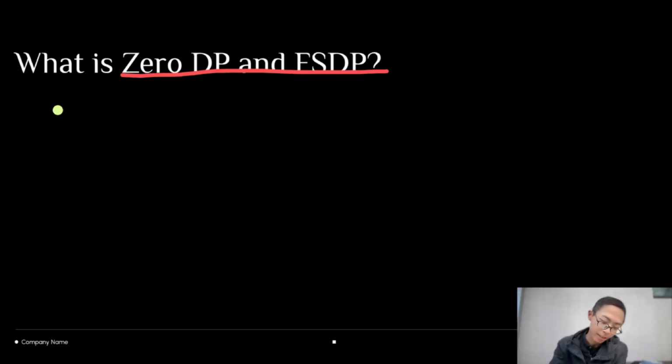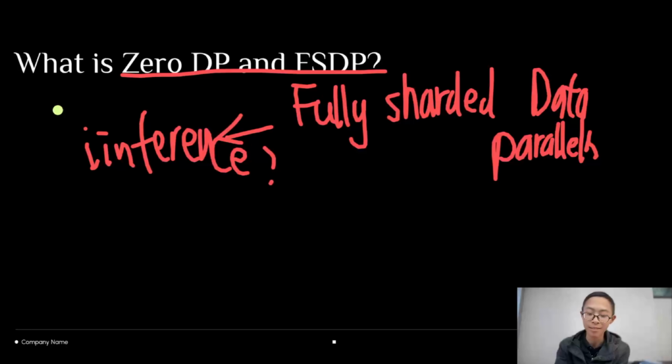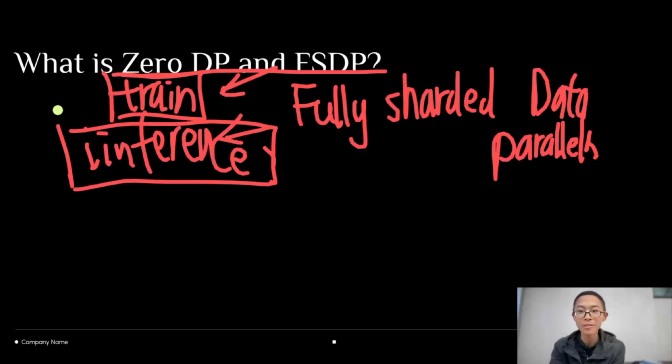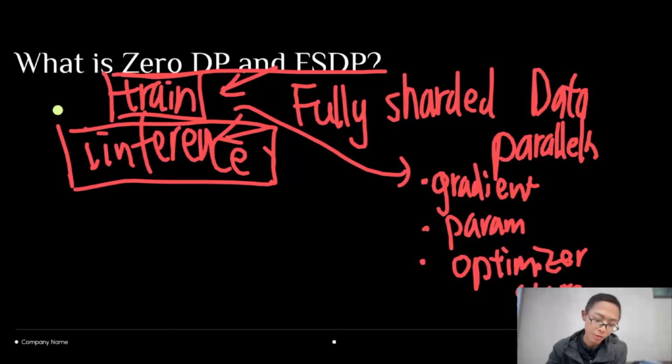For data parallelism, you might have heard of ZeRO DP or FSDP. Can it be used on inference, or are they more designed for training? Turns out those are for training. So why not for inference? Because for training, they need to shard the gradient, the parameters, and also the optimizer states. But for inference, with data parallelism, we only need to shard the KV.